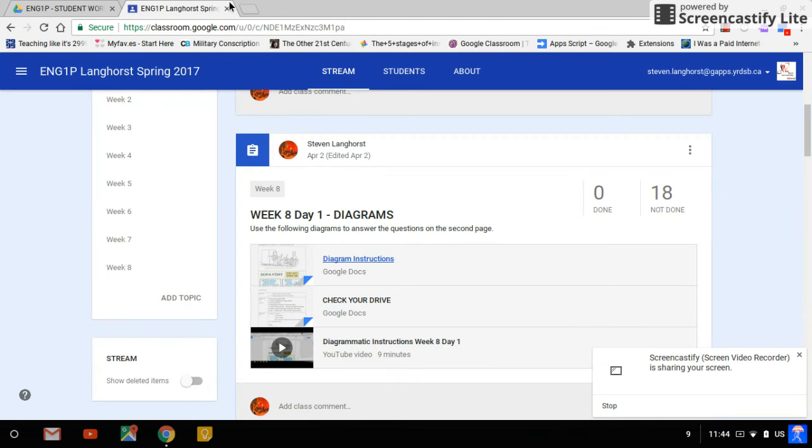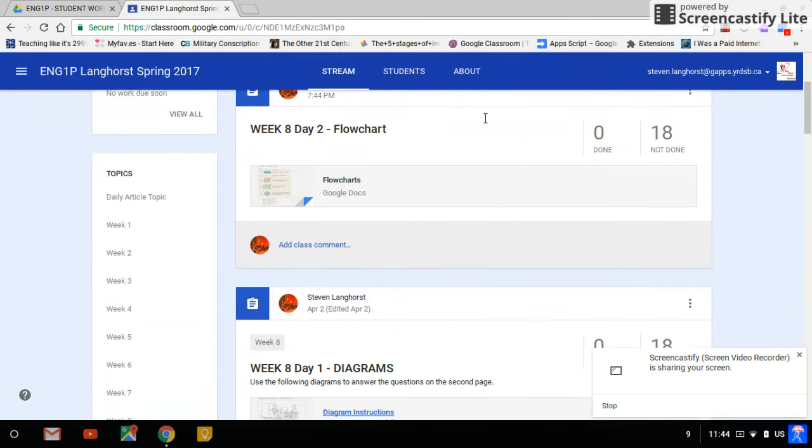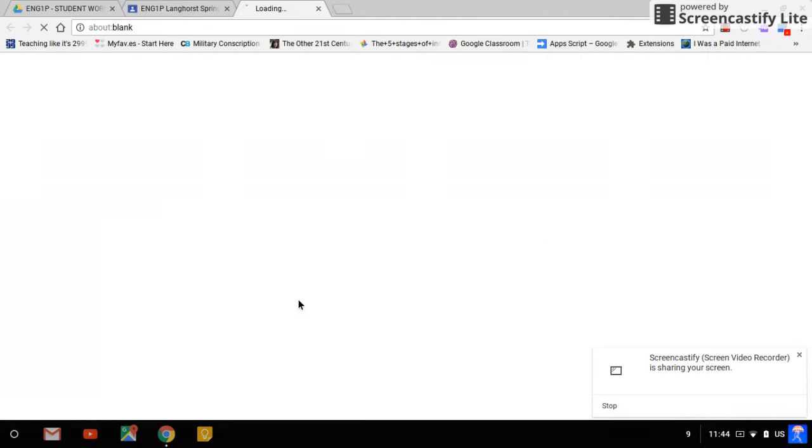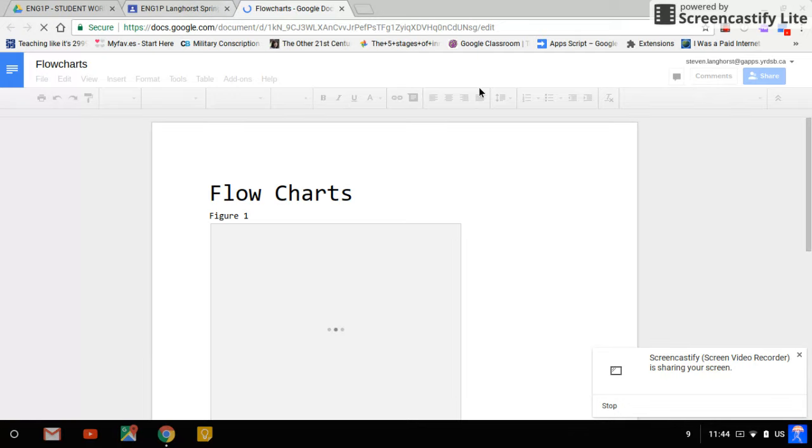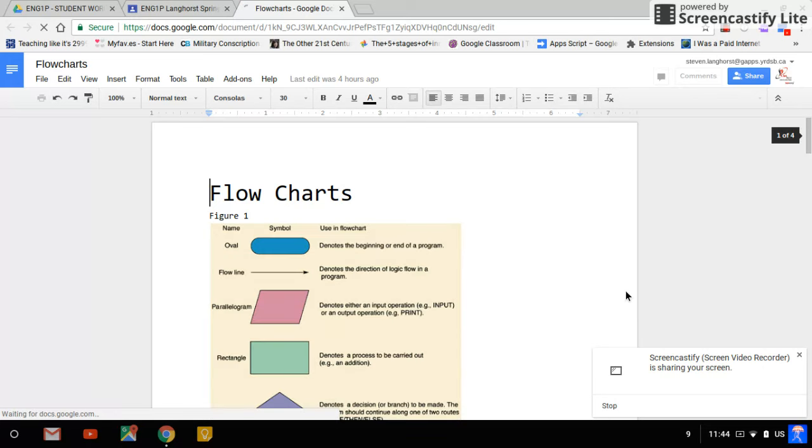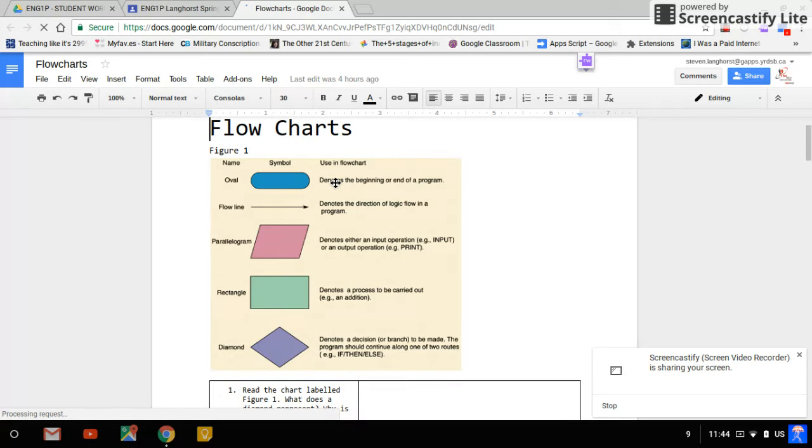Okay, moving on. For today, your assignment is this one here. It's called Flowcharts. You're going to open up this file. The next step is scrolling down. You're going to look at this first chart. It just lists a series of symbols and what they're used for when you're doing flowcharts.